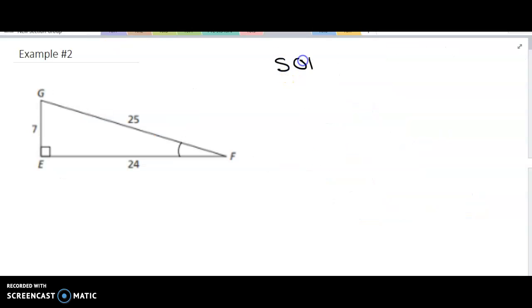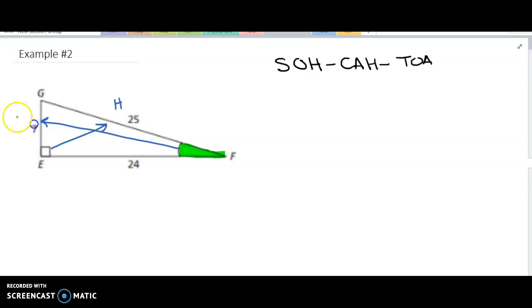All right, let's look at this second example here. I always write SOH-CAH-TOA at the top. Okay, so here, as you can see, angle F is my reference angle because I have a little line there. So I'm going to label these sides accordingly. Opposite of 90 is always my hypotenuse. Opposite of angle F is over here, so this would be opposite. The one left over is adjacent.